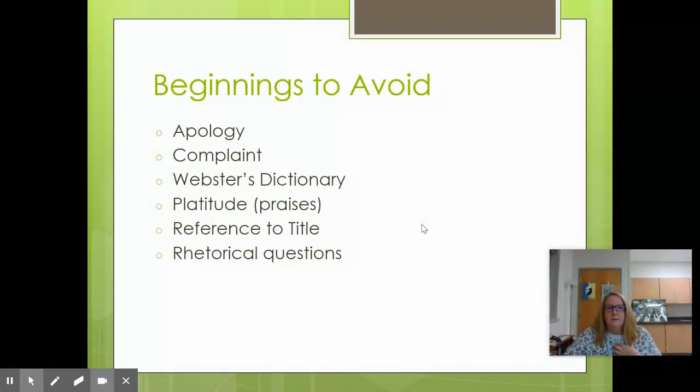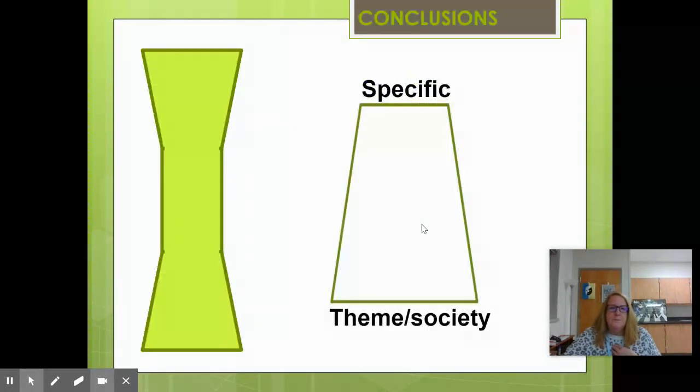Things to avoid: an apology, a complaint, a dictionary definition of a word, a platitude, which really shouldn't be anywhere in your paper, where you're praising the author for what they did or giving your opinion on how well they did something. Your opinion and praises do not belong in an analytical essay. Referring to the title in some catchy cliche way, I would leave that out. And we already talked about rhetorical questions being left out.